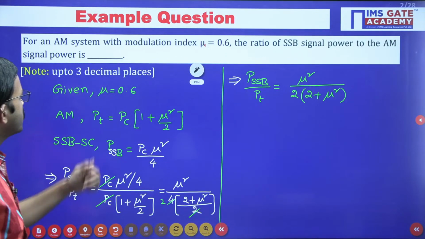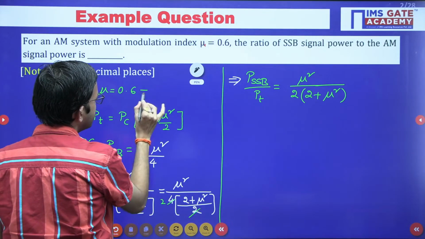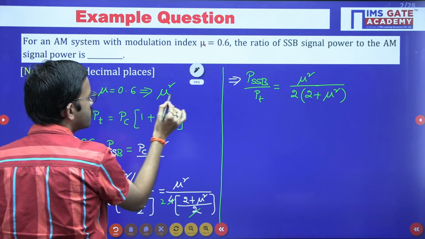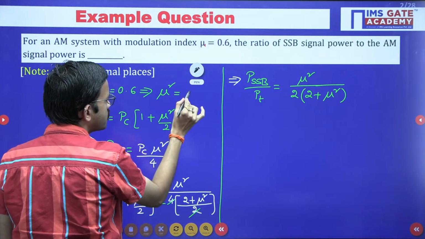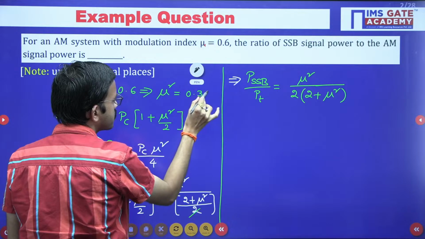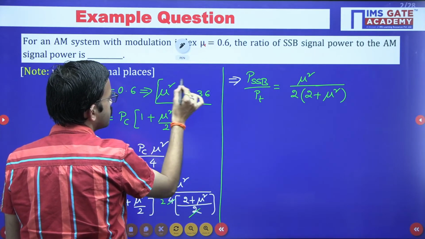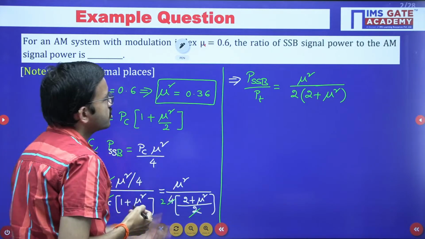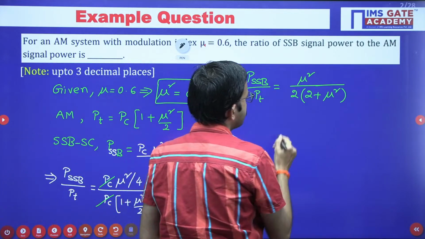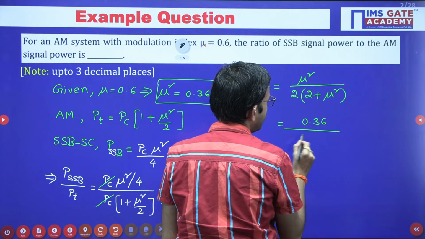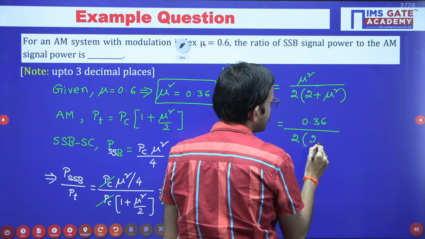Here they have given the mu value as 0.6. So just perform squaring on both sides. You will get mu square as 0.6 whole square, that is nothing but 0.36. So just substitute this value here: mu square 0.36 divided by 2 into 2 plus 0.36.